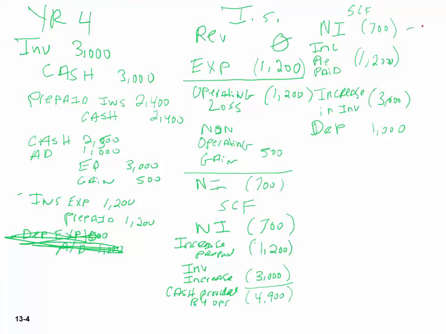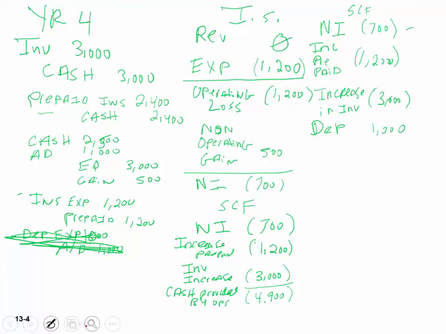I subtract out the increase in my prepaid. I spent $2,400, but I did take an expense of $1,200 on that, didn't I? So net, there was $1,200 that decreased my cash that did not affect my net income at all, right? Okay, good. Then I bought this inventory. I used cash, and it didn't generate any income to buy that inventory, right? And so I subtract that increase in my inventory.